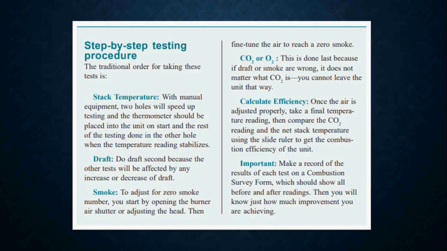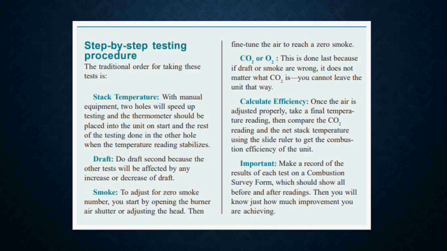So, step-by-step procedures when you are taking a traditional type of efficiency test. The first thing that you've got to do is take the stack temperature. With the manual equipment, 2 holes will speed up the testing. The thermometer should be placed into the unit on start, and the rest of the test done in the other hole when the temperature reading actually stabilizes. The next step is to take a draft reading.